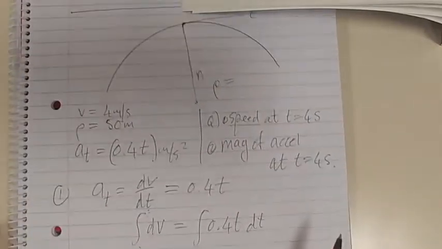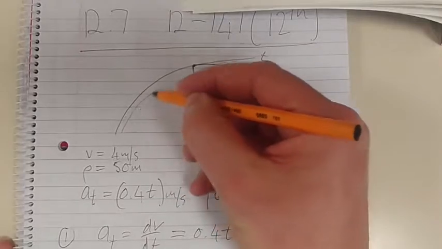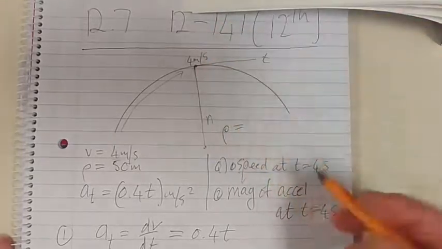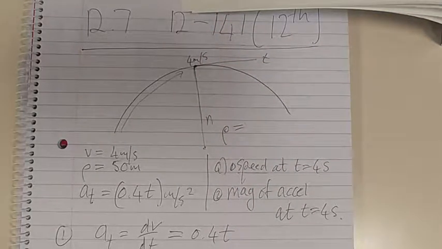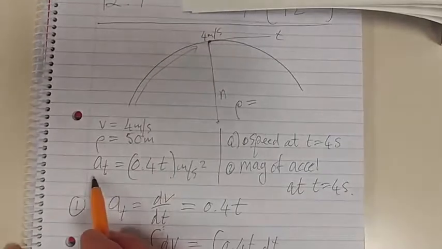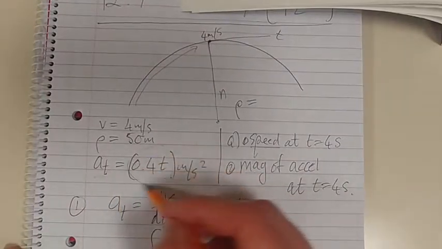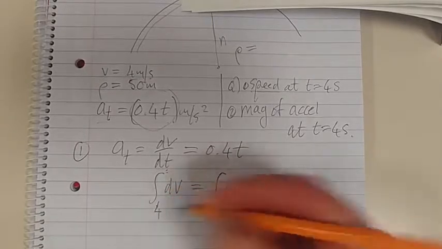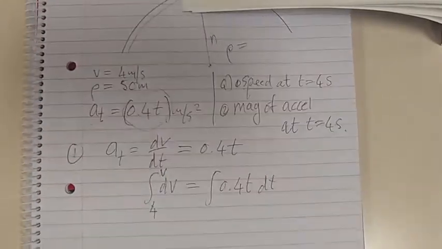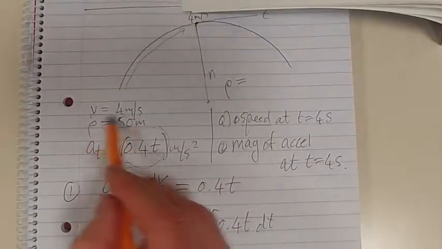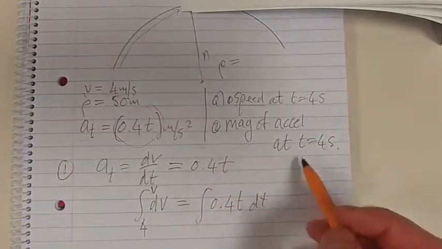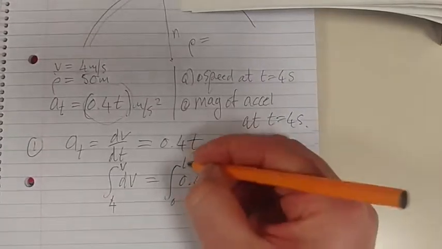Now I want to ask you, what are my limits? Remember, the truck is going here, and at this point it was going at 4 meters per second, at that point when we started. But then it began to accelerate with acceleration equals 0.4 t. So our initial velocity is 4, and our final velocity is v. Those are our limits. It starts at 4 meters per second and then begins to accelerate, and we want to find that velocity at t equals 4 seconds. The time limits are between 0 and t.